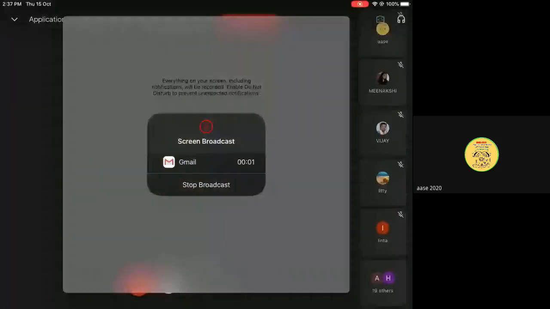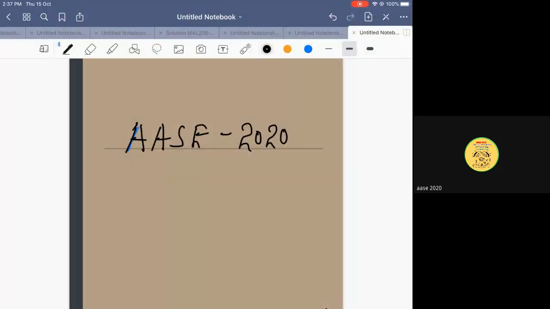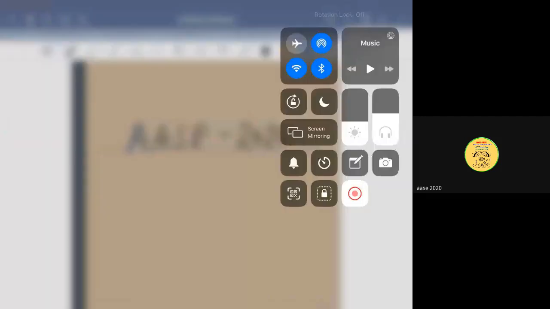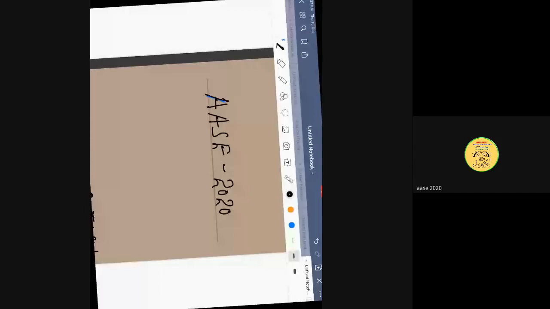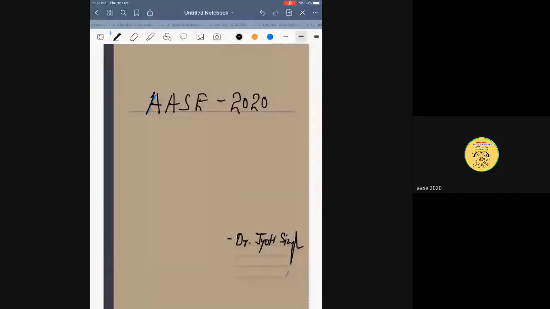So, in this talk, I will discuss singular value decomposition, which is an important result in linear algebra. Okay, so first, let me share my screen. So you can see my screen? Yes, visible. Okay, so I will start this lecture.